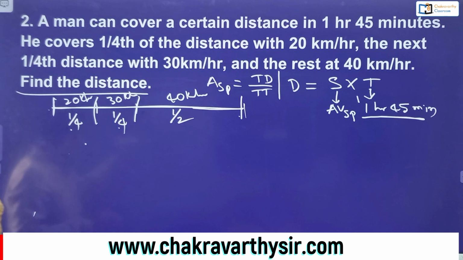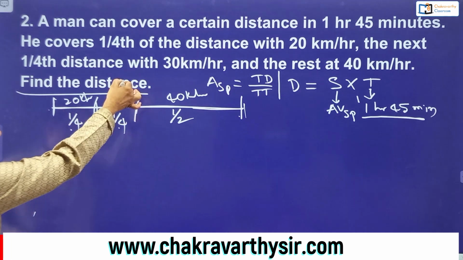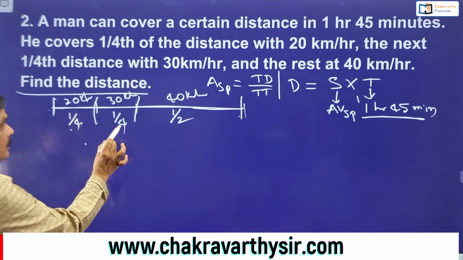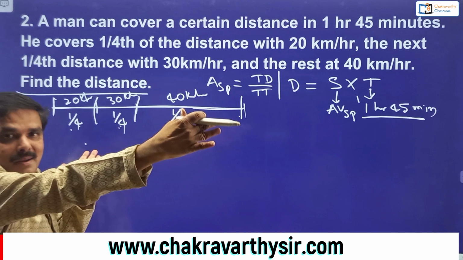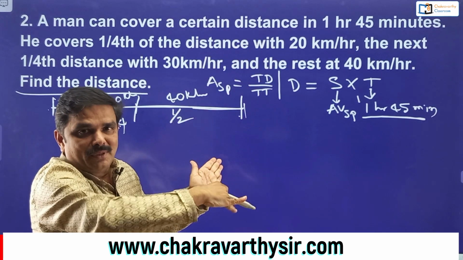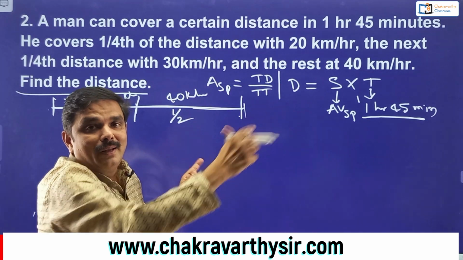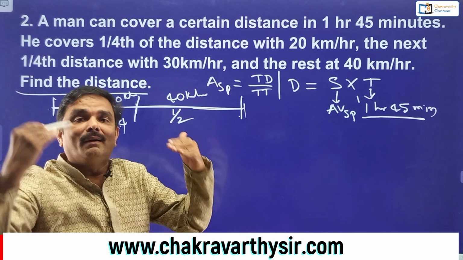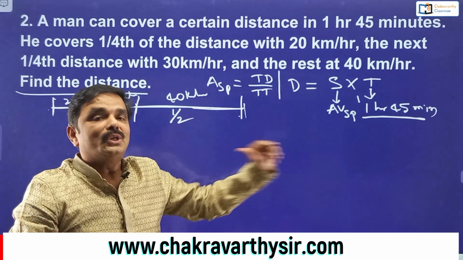Remember students, listen very carefully. I have to take the LCM of these speeds and the denominators also. When it is given in parts, suppose they have given 1/3 with one speed, remaining for some other speed, means 1/3, 2/3. Denominator is 3. You have to include that 3 also while finding the LCM to avoid the fractions further.